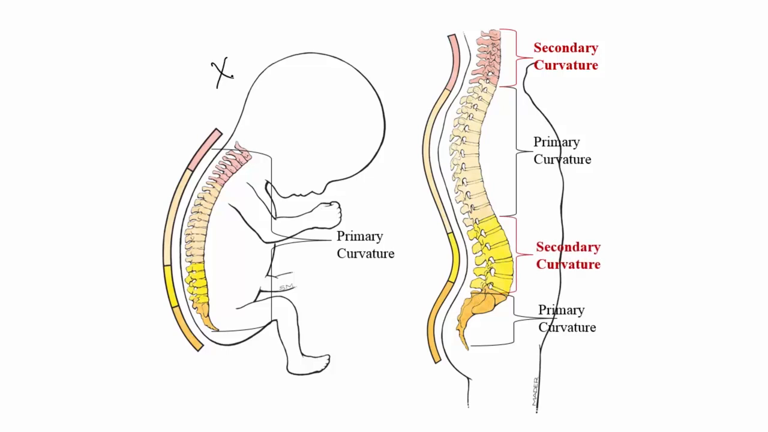We can have accentuations of that curvature. For instance, up in the thoracic region, if its curvature is accentuated, we have a condition called kyphosis. We can also have accentuation of the curvature down in the lumbar region. When that occurs, it's called lordosis. Those changes in configuration will obviously put stress on other aspects of the vertebral column or supporting elements.